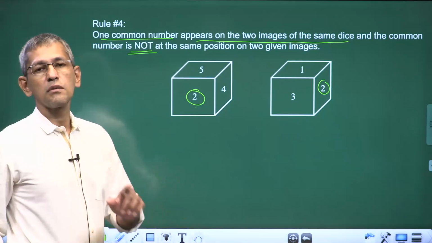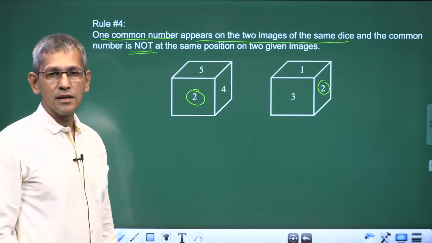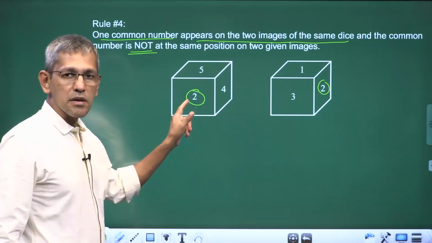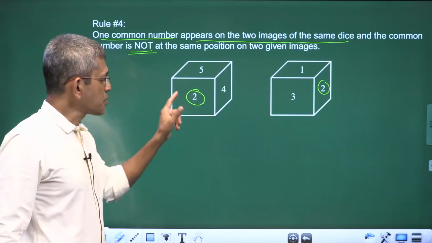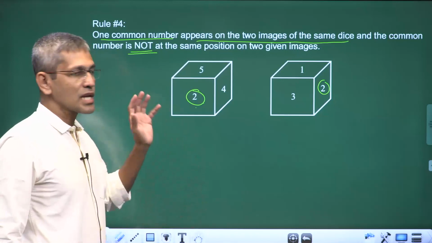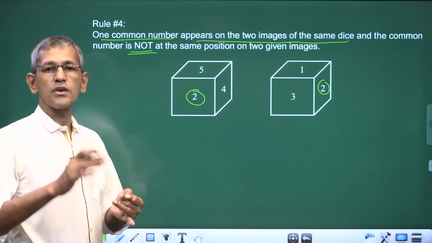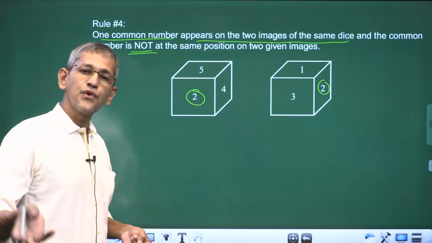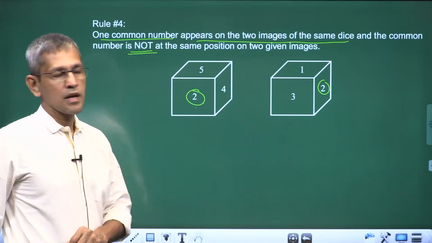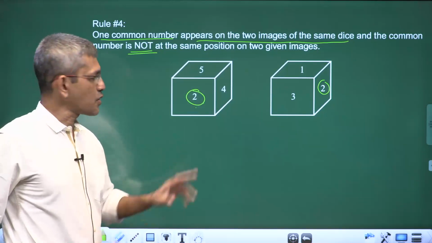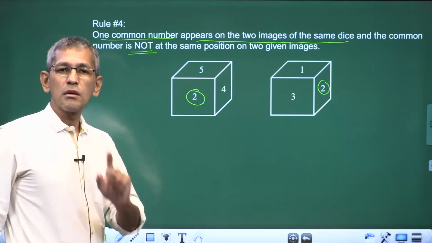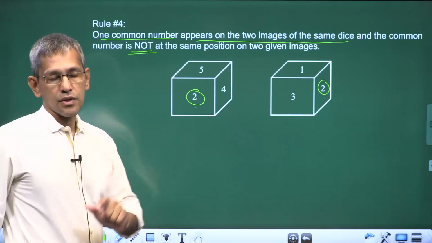Definitely we'll go for rule number 1. Is it? Or rule number 2. But in this case, the common number which appears on both images is not exactly at the same position. That means we cannot really apply rule number 1. We cannot really apply rule number 2. For rule number 3, what is the condition? There must be 2 common numbers. Here, we don't have 2 common numbers, only 1 common number. So you cannot really apply rule number 1, 2 and 3.